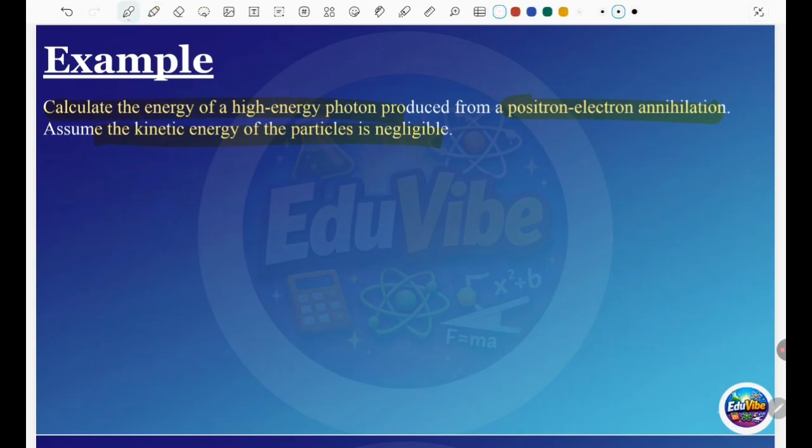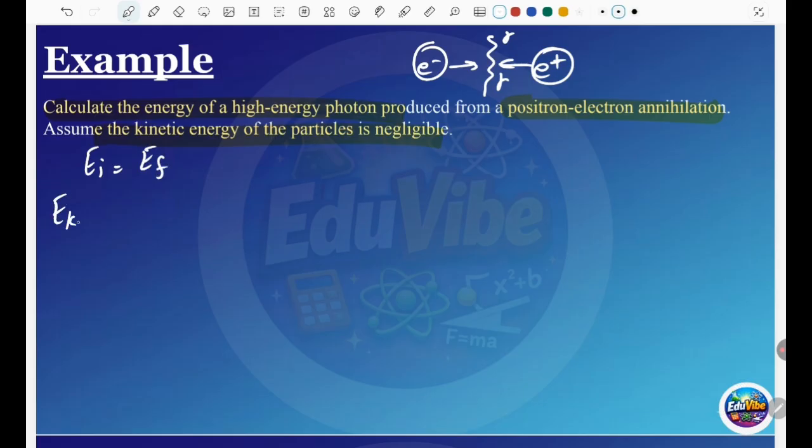After the collision, we will get two photons, as we mentioned earlier. There is a negative electron and a positive electron. They collide and we get two photons. So we have some initial state and some final state, and the initial energy is equal to the final energy.